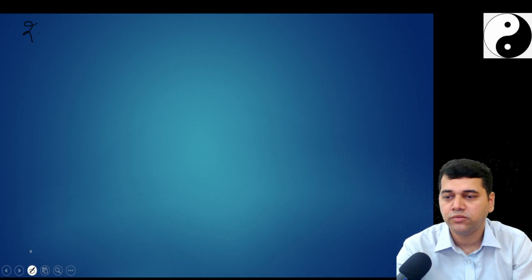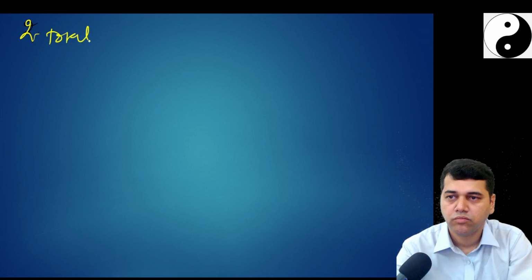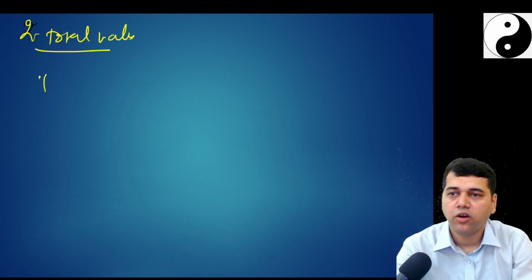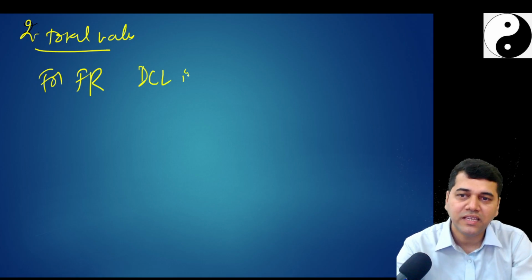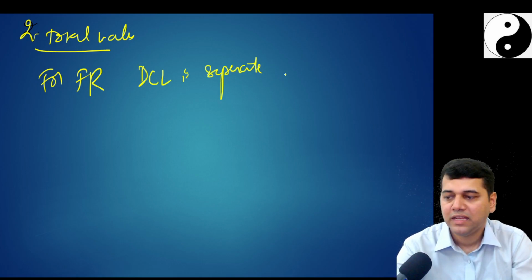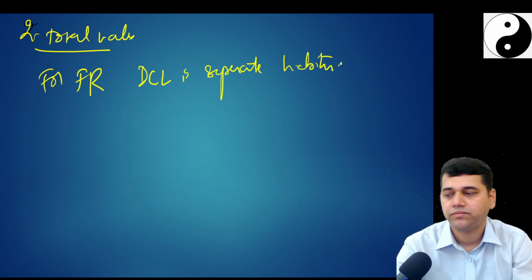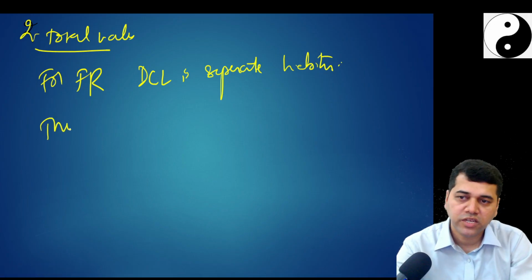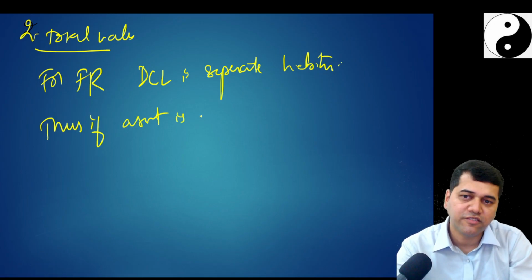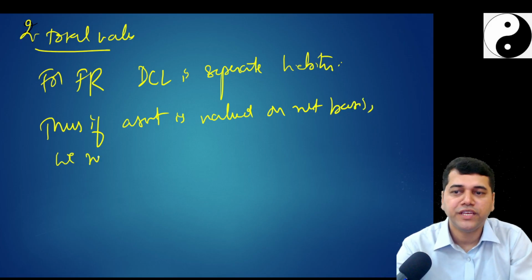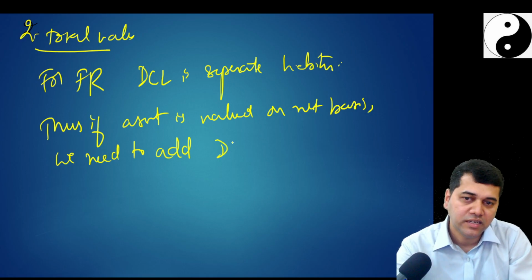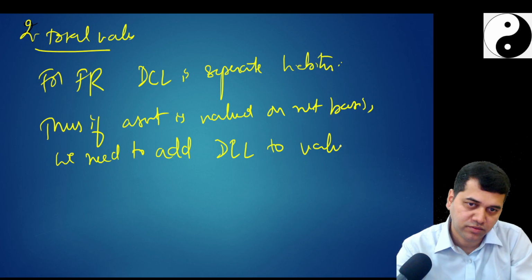Next, total value of the asset. What is the total value? Second, total value. For FR, financial reporting, DCL is a separate liability. Thus, if the asset is valued on a net basis, we need to add DCL to the valuation.